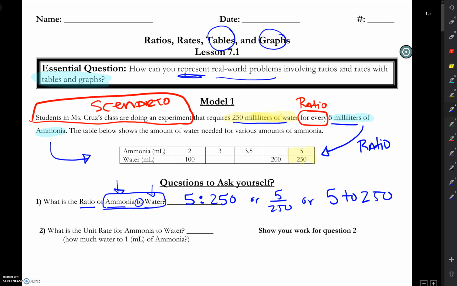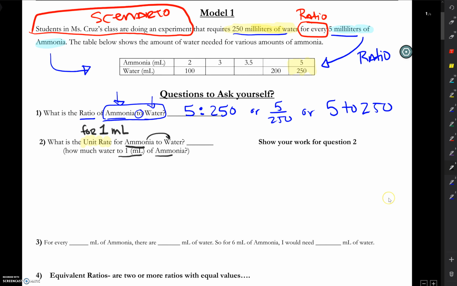Question 2 is, what is the unit rate for ammonia to water? So unit rate. We want to know, if we get 1 milliliter of ammonia, how much water do we need? And that's what we're basically finding out. How much water to 1 milliliter of ammonia? Okay? And so now I'm going to go ahead and solve it down here.